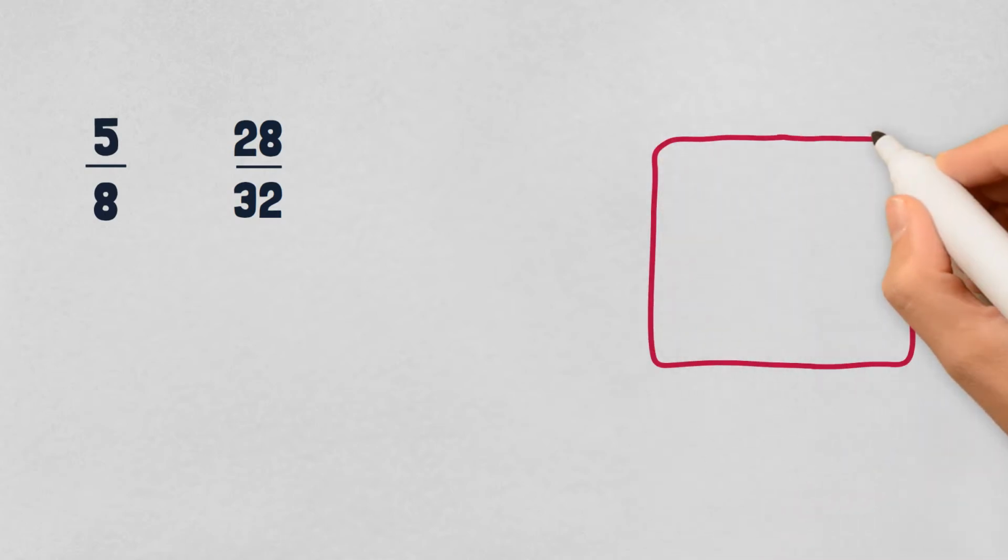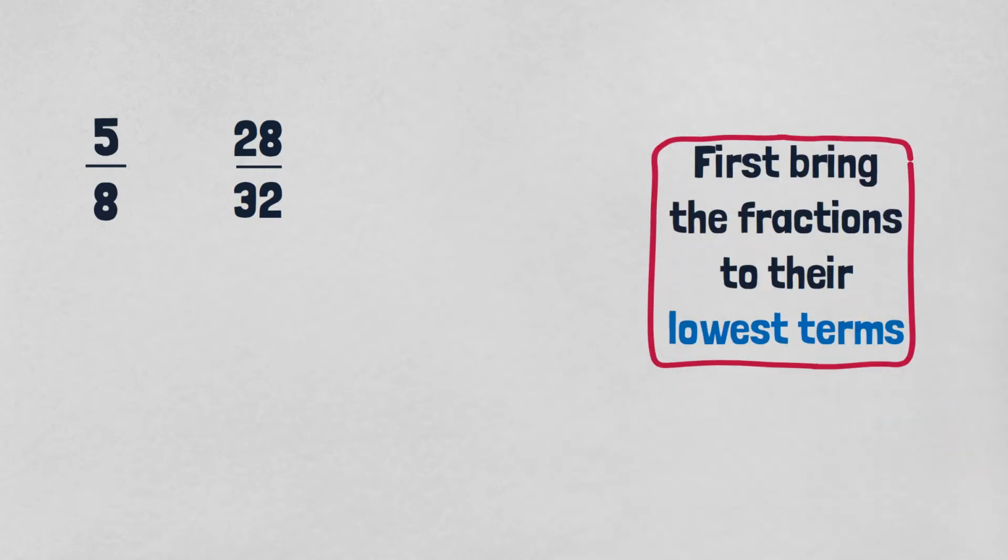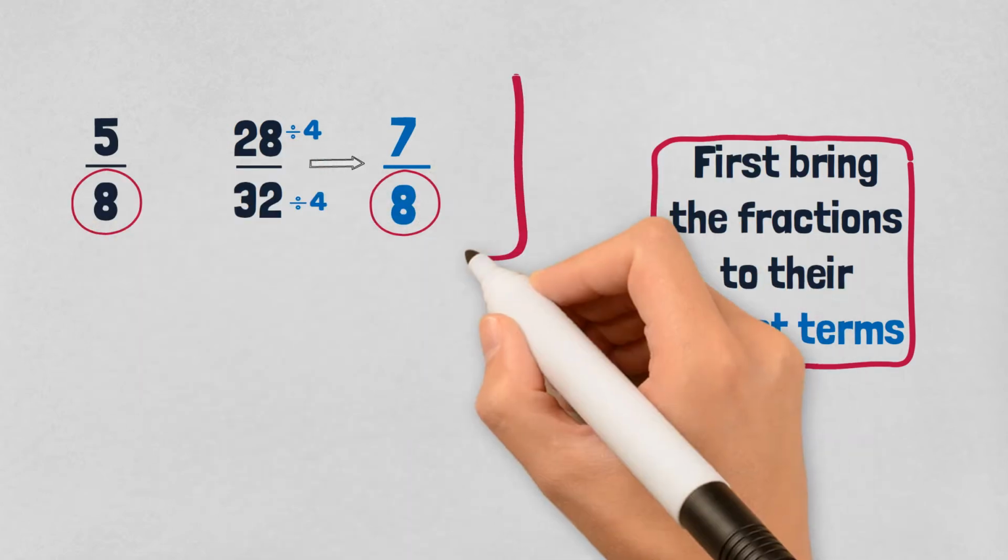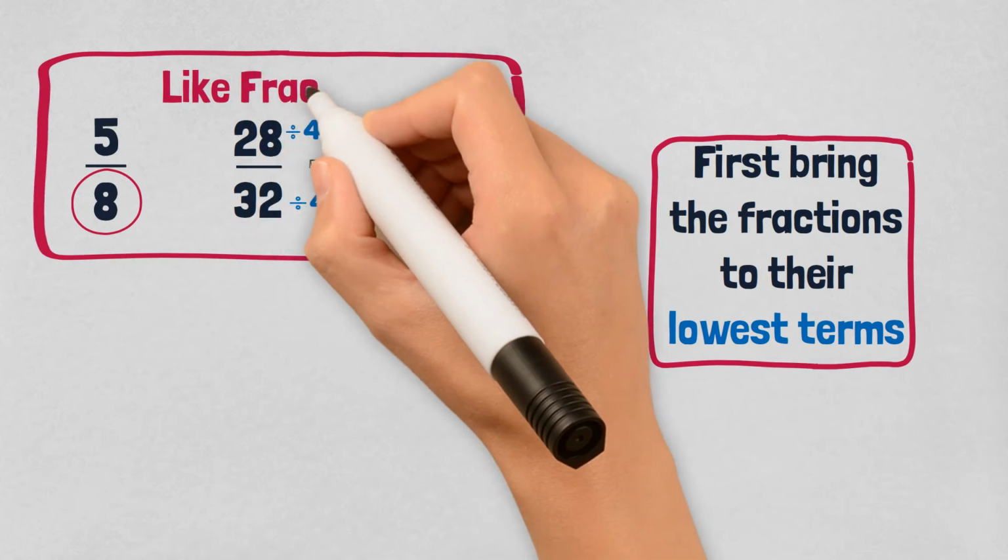Let's compare 5 over 8 and 28 over 32. At first glance, it seems like we're not dealing with like fractions here. However, the fraction 28 over 32 can be simplified to its lowest terms. We achieve this by dividing both the numerator and the denominator by 4. As a result, we get the fraction 7 over 8. Now, this fraction has the same denominator as 5 over 8.